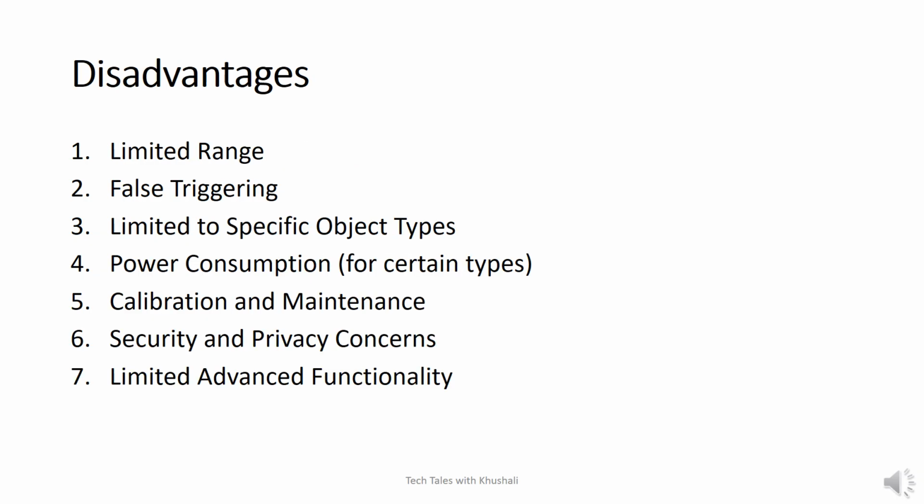Now let's discuss a few of the disadvantages too. First is limited range. They have a limited detection range, often a few centimeters to a couple of meters. This may not be suitable for applications where a longer detection range is required. The range and reliability of these sensors can be influenced by environmental factors like temperature, humidity, or the presence of certain materials that interfere with the sensor's detection capability.